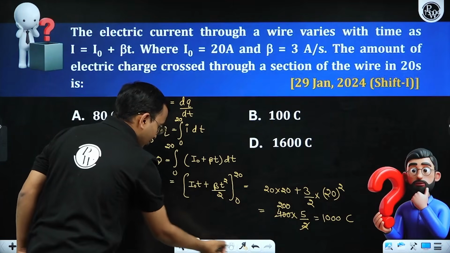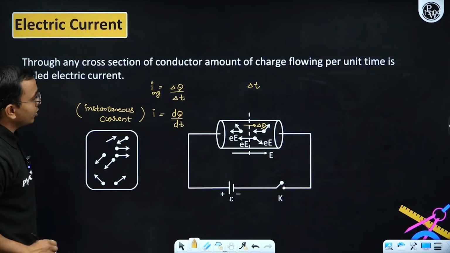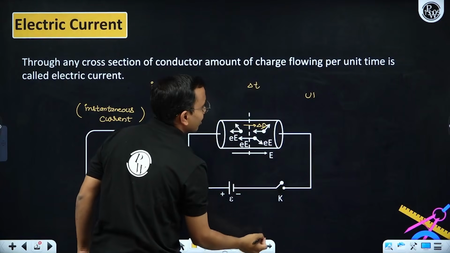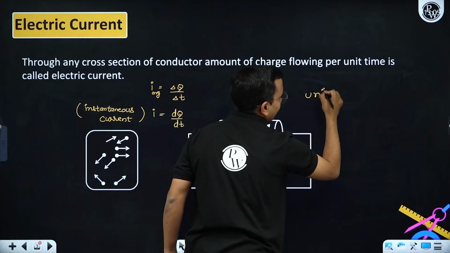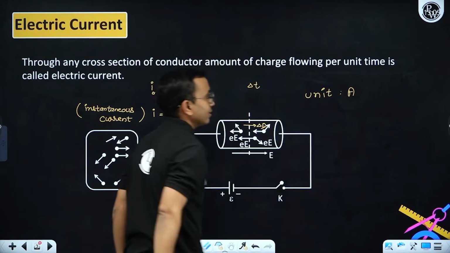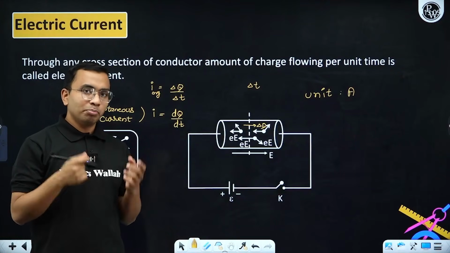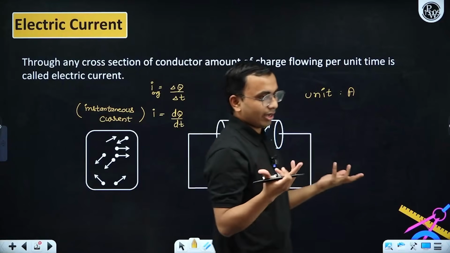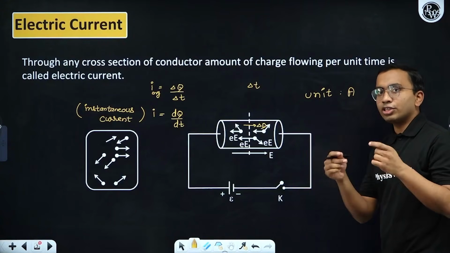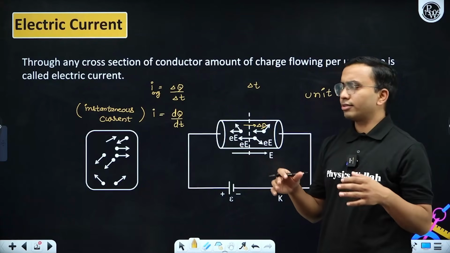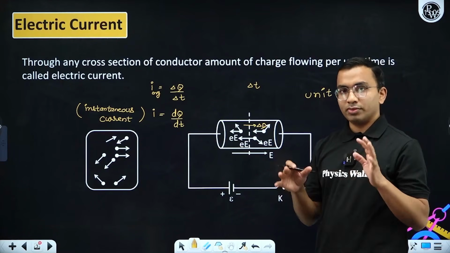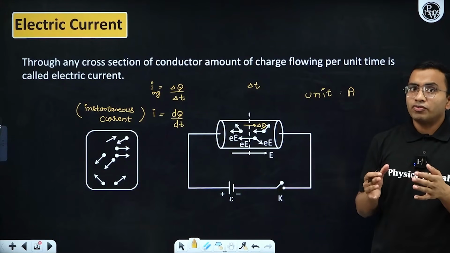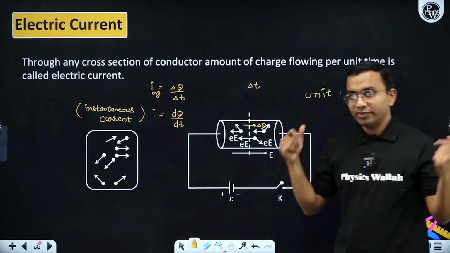What is the unit of current, by the way? That is ampere, the SI unit. But ampere is actually a bigger quantity. Like 1 ampere current is quite high. Normally the ratings of the wires that we have in our homes are 0 to 5 ampere, so you can understand 1 ampere is a big value. Generally 100 ampere and such are very, very big values.